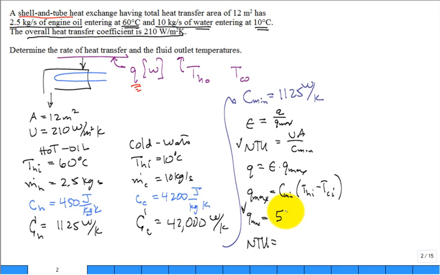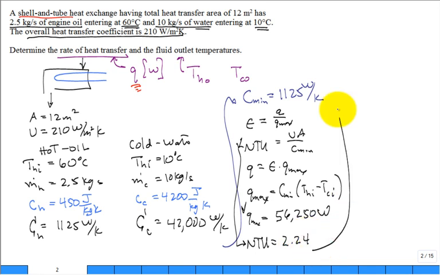So a lot of us have 56,250 watts for Q max. The number of transfer units, coming from here down, gives us 2.24. And somebody already started working to get the ratio C sub R, which is C min divided by C max. They found that the ratio C min to C max is 0.027, very small. And now they're ready to find the right correlation, the right equation for the shell and tube heat exchanger. So let's take a look.